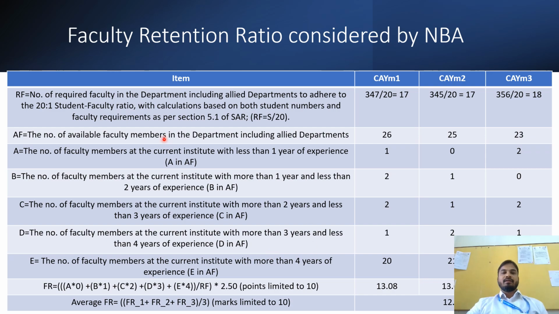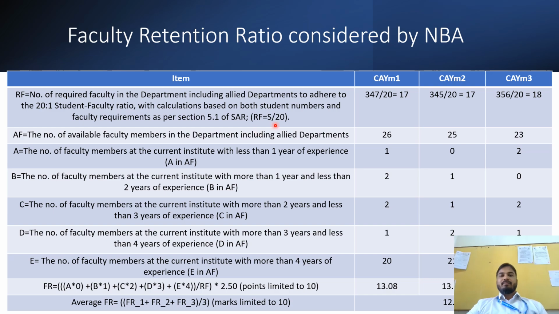this table over here. If you look at this table, it is a very expansive table where we have different columns with respect to CAY M1, M2, and M3, and different rows have different denominations. Like RF is the total number of required faculty in the department, including allied departments, to adhere to the 20 is to 1 ratio. So student faculty ratio with calculations based on both student numbers and faculty requirements as per section 5.1 of SAR.